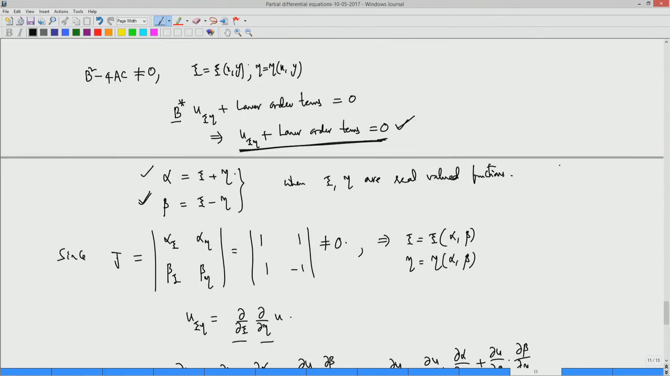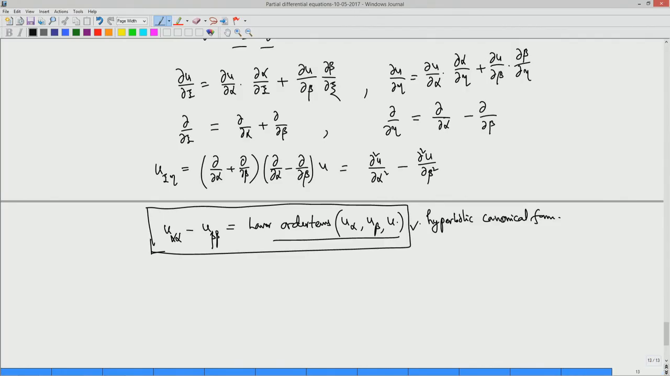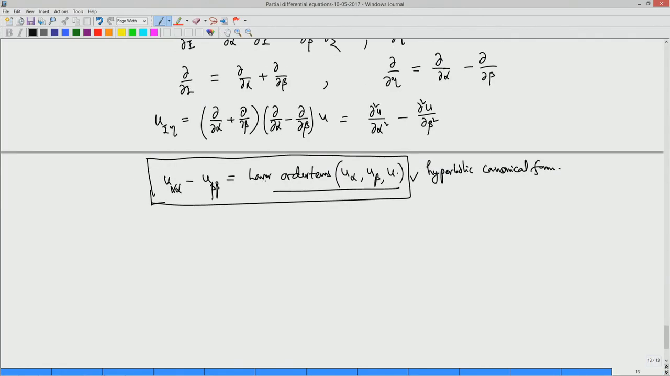When ξ and η are real valued functions, either this is one canonical form for hyperbolic or this one is another hyperbolic canonical form. This looks like a wave equation. If you assume that all the lower order terms are 0 or not there, what you get is u_αα equal to u_ββ. So this is a kind of wave equation. If you replace α with a time variable t, and β with a spatial variable, you have this minus this equal to 0. This is a wave equation.